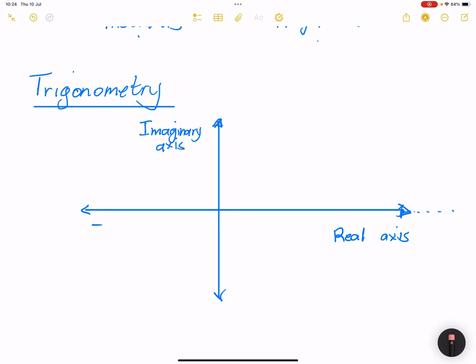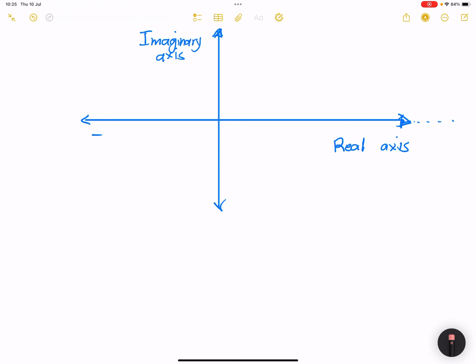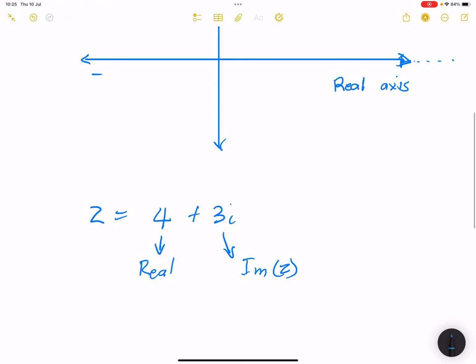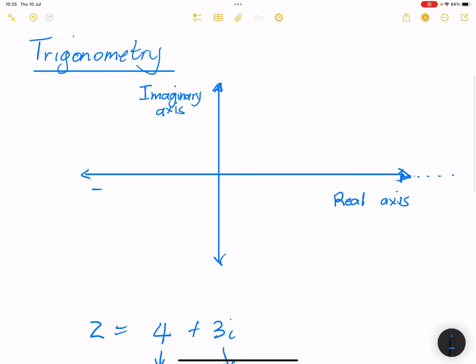Now, suppose I've got a complex number. Say I've got z is equal to 4 plus 3i. Now, what does that mean? Firstly, we know this represents our real number, and this represents our imaginary number. So this is the real part of z, and this is the imaginary part of z, our complex number. So what does that mean? It means that we can now represent it over there.